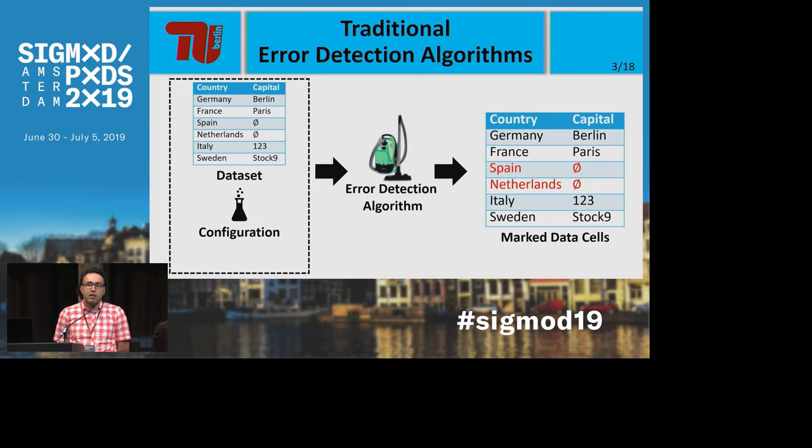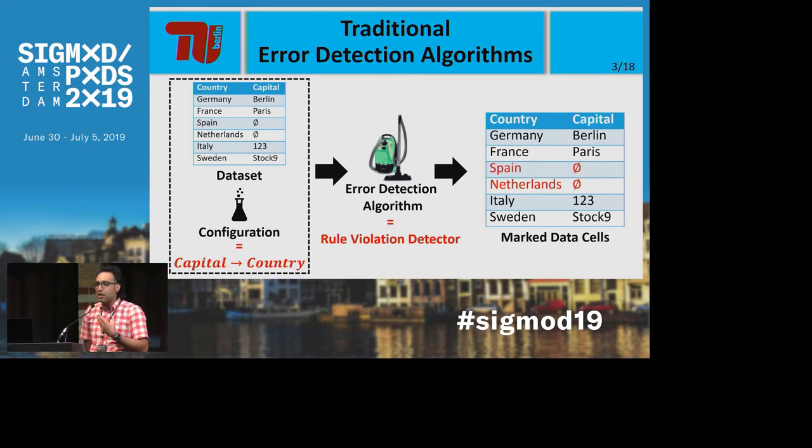Traditionally, there are a lot of algorithms that can detect data errors for us. For example, here we have rule violation detection algorithms. These kinds of algorithms usually take a data set and a set of configurations as input. For example, for our rule violation detection algorithm, the configuration could be a data constraint, such as this functional dependency. And then this algorithm can mark some data values inside our data set as dirty values.